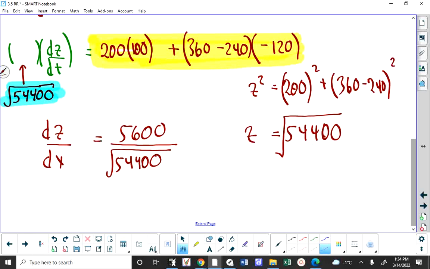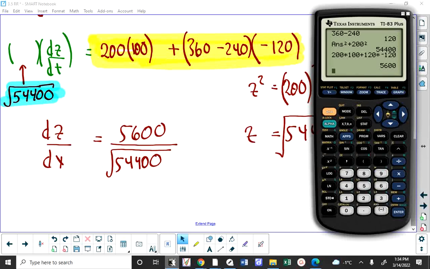I am not going to simplify that in this question. Next year you'd be asked for an exact value in simplified form. You would have to take the square root of 54,400 and break it up into perfect squares and write it as a mixed radical in simplest form. I don't care in this course. After this lesson is over, I'll quickly show it to you if you're interested.